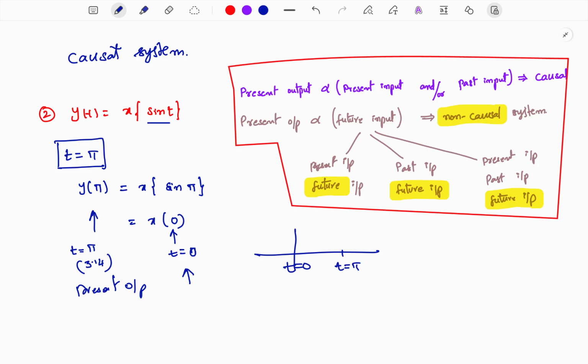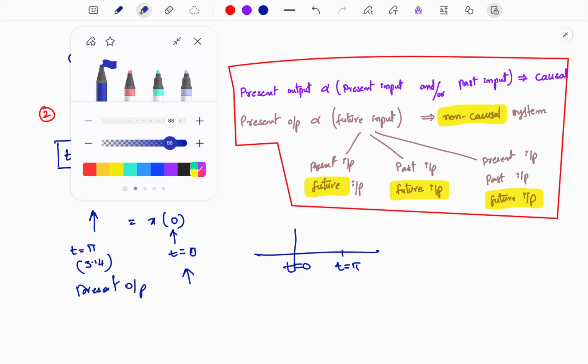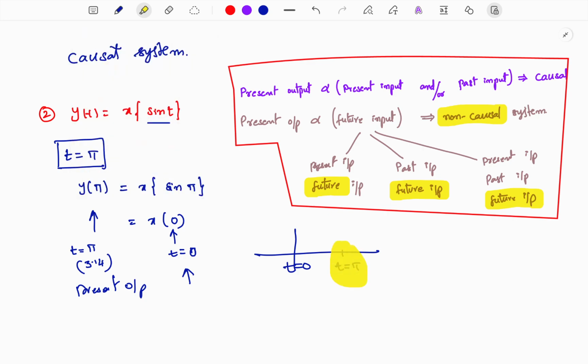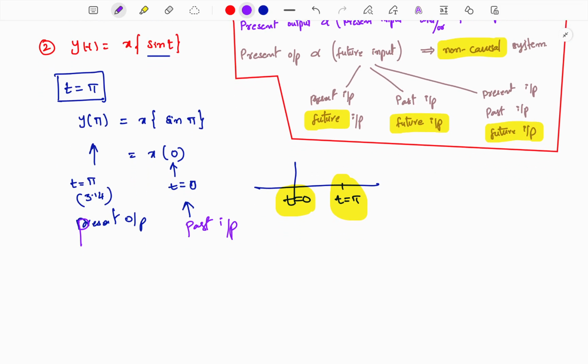While we are observing the output at t equal to 5, we are getting the output depends on the input at t equal to 0, means past input. In this case it is a causal system, but we will substitute some other value of t. Take t is equal to minus 5.